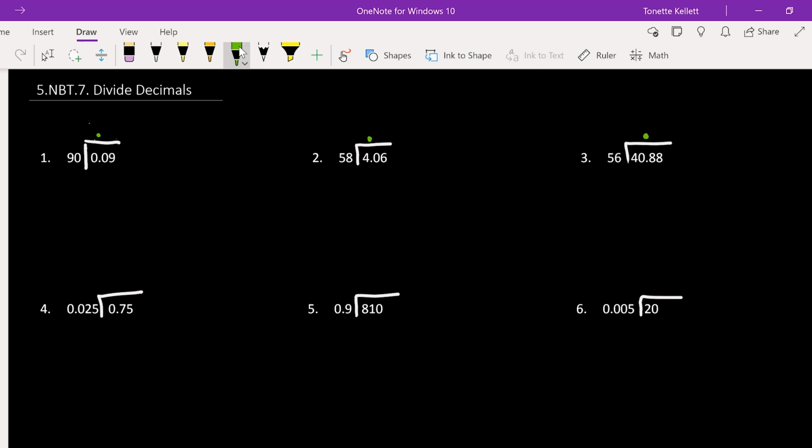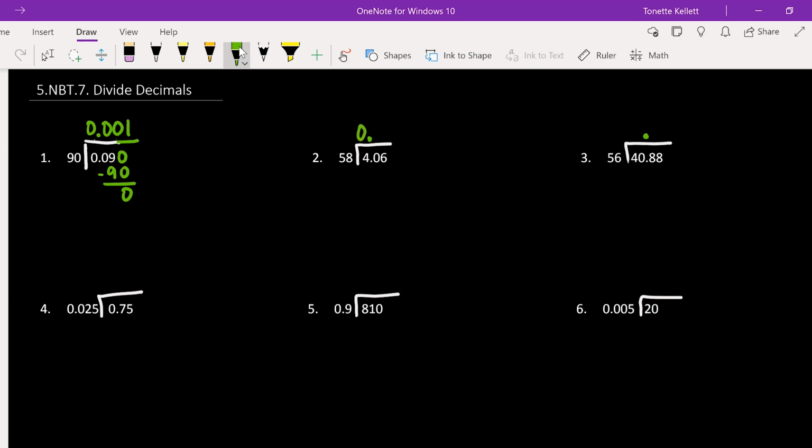90 cannot go into 0. 90 cannot go into 0. But 90, well, it cannot go into 9 either. So we add another 0 down here at the end. 90 can go into 90 one time. So your answer is 1,000.